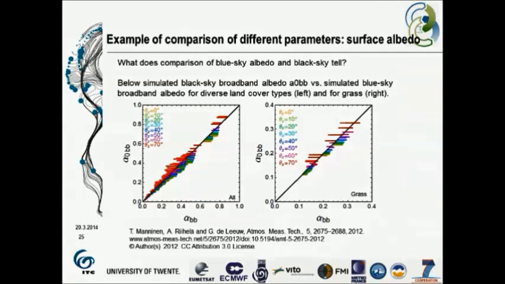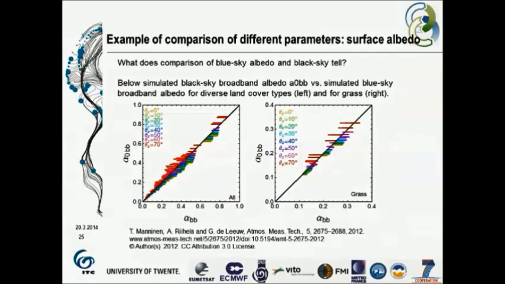Terhikki mentioned that if we retrieve black sky albedo from satellites, but we only have blue sky albedo measurement data from pyranometers on the ground, what does that mean for the comparability of the two? Can we still use the blue sky albedo data to validate our black sky albedo, even though, strictly speaking, they are not quite the same quantity?